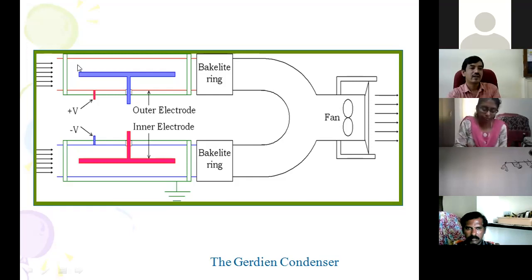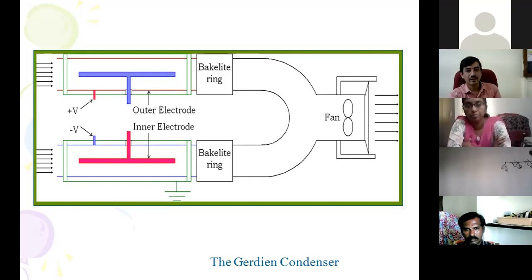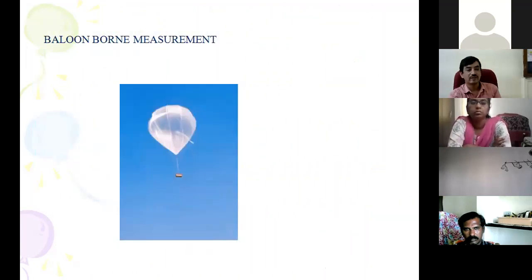Similarly, if we apply a negative potential to the outer electrode of the second cylinder, then with this cylinder we can measure the negative conductivity. Most of the time, both positive conductivity and negative conductivity are equal because in nature, in the environment, the number of positive ions and the number of negative ions is almost equal. But there will be variations or changes in the amplitude of these quantities.